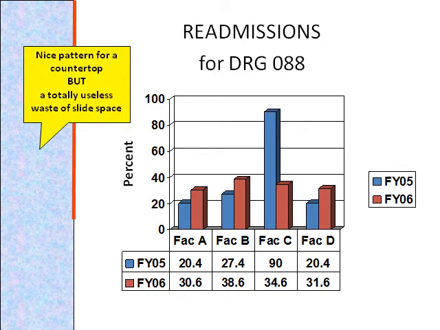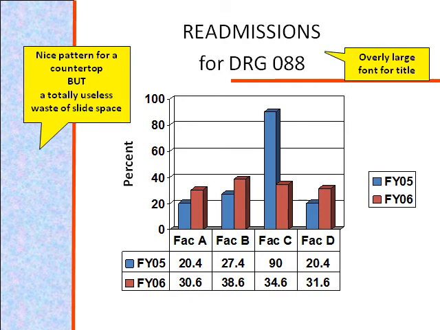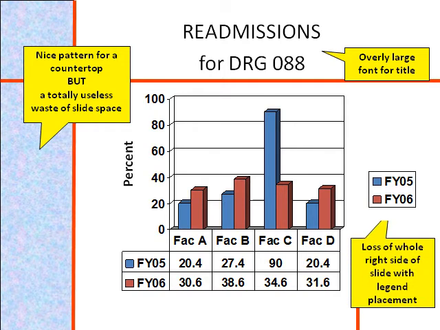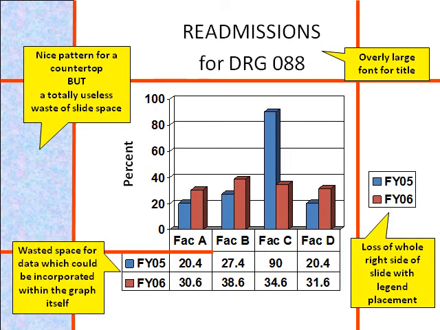First, the pattern on the side is a nice pattern for a countertop, but it's a totally useless waste of slide space. Second, the overly large font for the title wastes slide space at the top of the slide. Third, displaying the legend at the side of the graphic wastes space on the right-hand side of the slide. By the way, this is the default placement for the legend in Microsoft Charts. Finally, by presenting the data values in a table below the graphic instead of incorporating them into the graphic, space is wasted at the bottom of the slide.